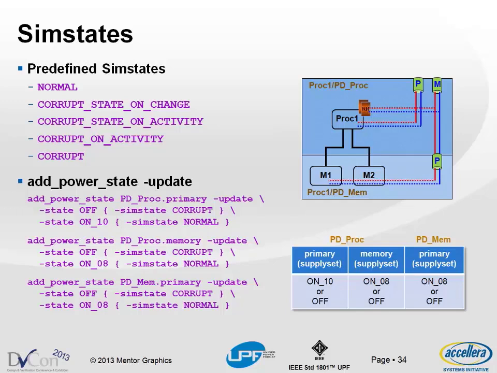But in UPF 2.0, you can specify other things. You could say corrupt state on activity. So for example, maybe I should have added a state on 0.6 here, meaning it's on with a very low voltage of 0.6 volts. Maybe that's enough voltage to maintain the state as long as there's no activity in the circuit. And so I could have said SimState corrupt on activity or corrupt state on activity to say this power state will be such that the state of the system will be retained as long as there's no input changes. These are capabilities you didn't have in 1.0, the ability to model those more elaborate sim states.